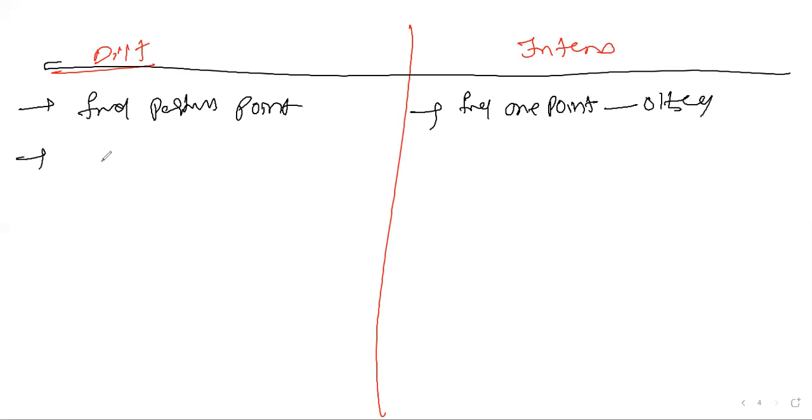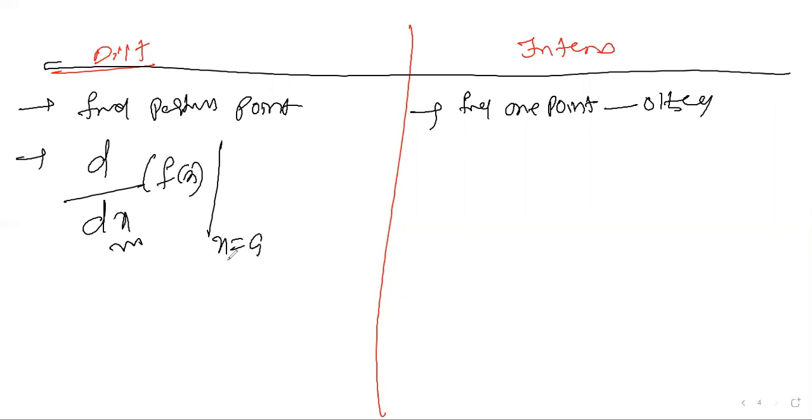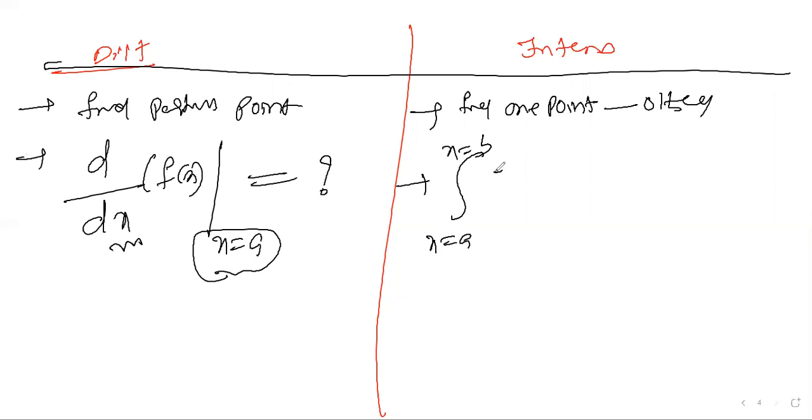Differentiation we can represent as d by dx. If the variable is x, d by dx of the function f of x at x is equal to some point, the answer is how much? x is equal to 1 point. But for integration, the notation is like this: x is equal to a to x is equal to b. It means from one point to another point, f of x into dx.